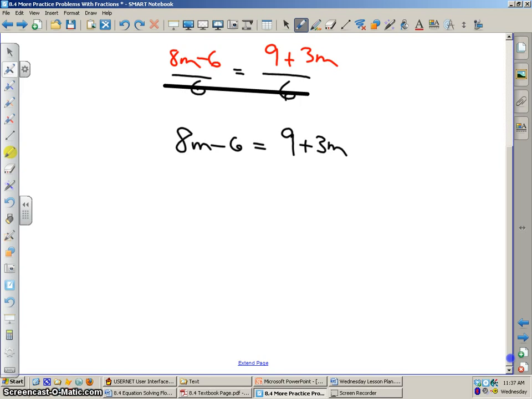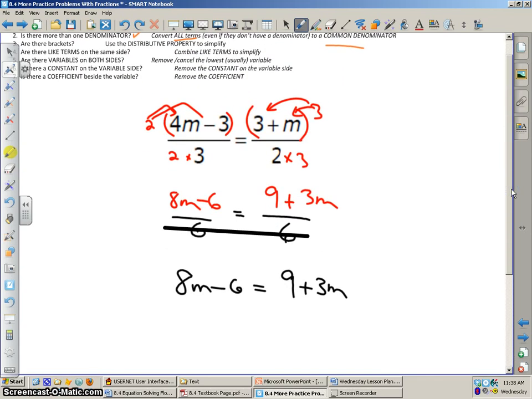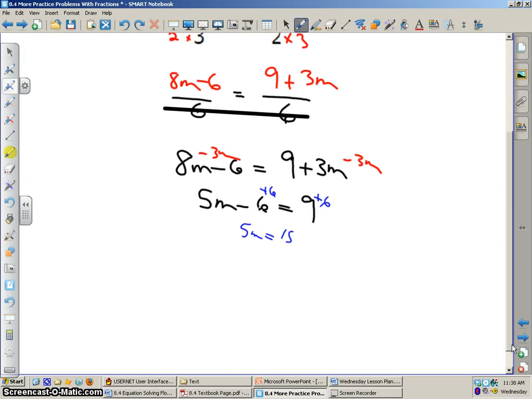So that's a case where we have now the variables on both sides. That's really down to step 5. And we find our low variable. There's 8m, there's 3m. We can get rid of our 3m. Should be getting pretty good at these by now. 5m take away 6 equals 9. And of course we would add our 6 to both sides. 5m equals 15, and then we carry on, okay? Carry on from there. Divide both sides by 5.